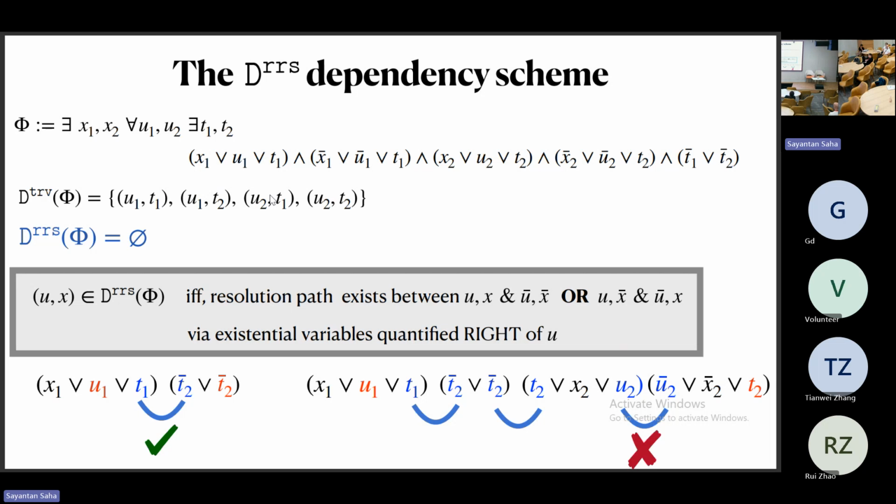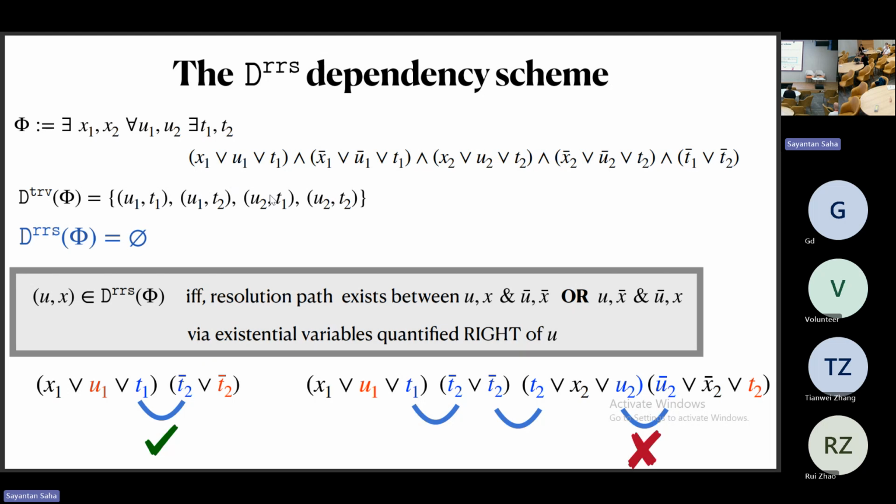One example is the RRS, or the reflexive resolution path dependency scheme, that I studied. For this formula, trivially, if you look at existentials depending on universals, the T's depend on the U's. But if you look at the resolution path scheme, the dependency set is empty. So what is the resolution path dependency scheme? It says UX belongs to the dependency scheme if there is a resolution path between UX and U bar X bar, or UX bar and U bar X, via existential variables quantified to the right of U.